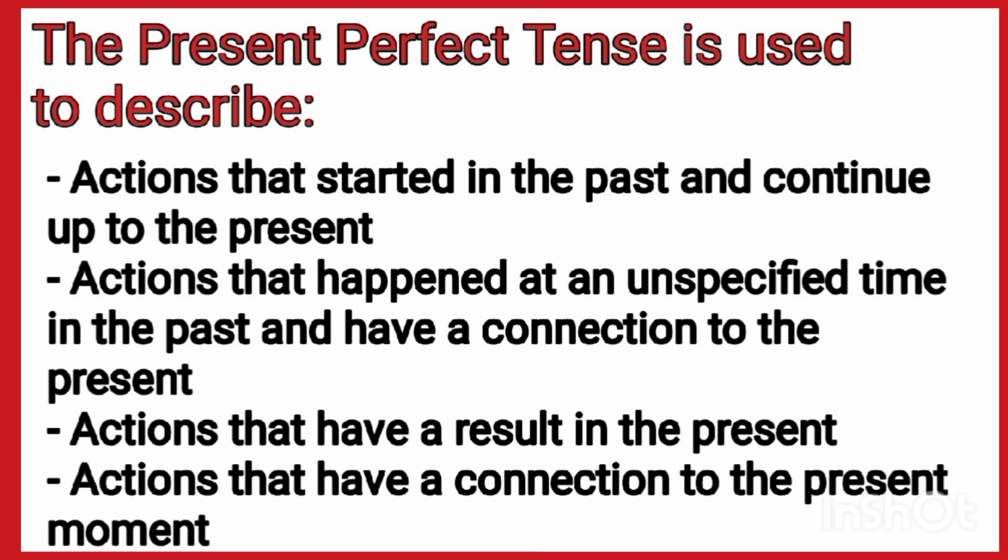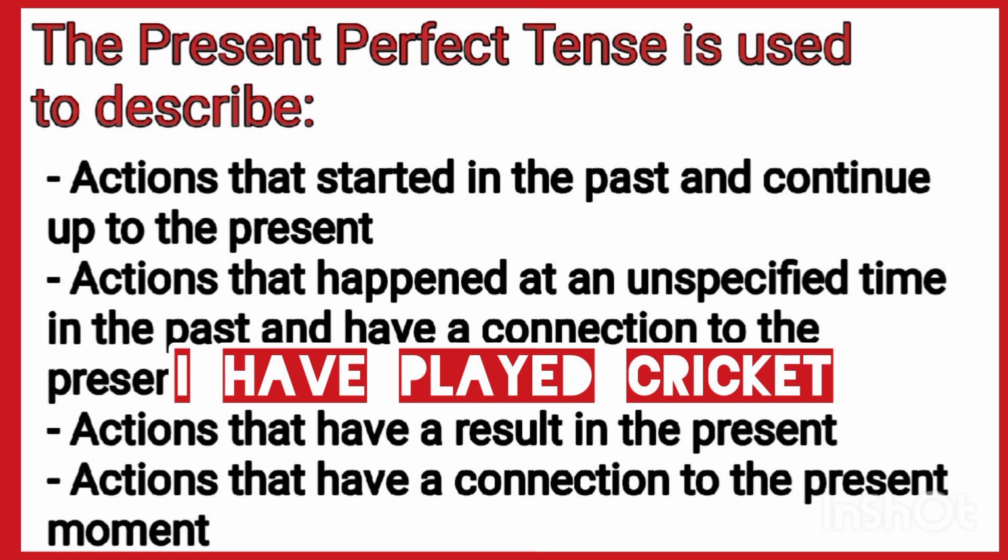So I will give you the next example. I have gone to Peshawar. The action started in the past, but right now I'm talking about that action. Keep in mind that the action has a connection to the present moment. It means the past has a connection with the present. I have played cricket. It means I played cricket in the past, but still I'm talking about that action.